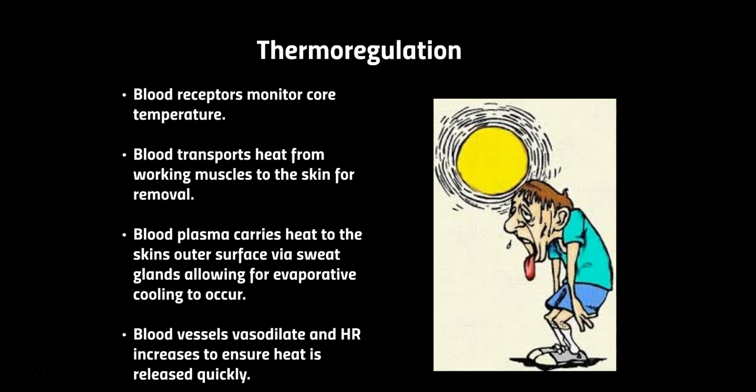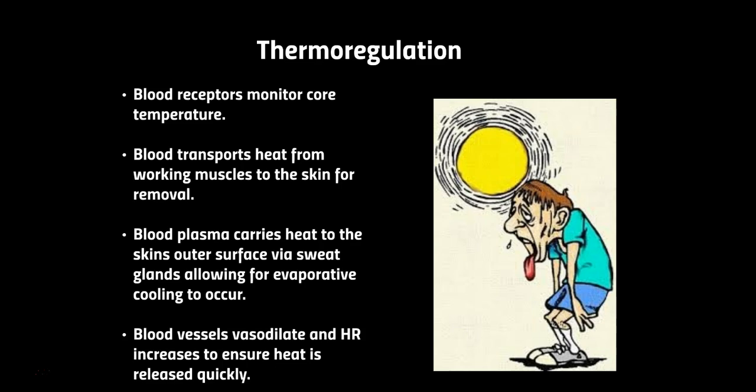So how that works is blood plasma will pick up the heat from the source of the heat production, and often that's going to be muscle, and it's going to transport it via blood vessels to the skin for removal. And in terms of encouraging that process, the blood vessels between the origin of the heat production and the skin, where it ultimately needs to reach to be evaporated, will open up. That's called vasodilation, where the blood vessels open up to allow more blood flow to occur there.